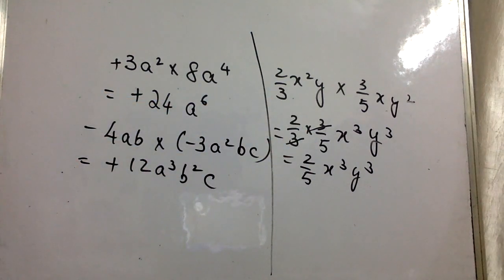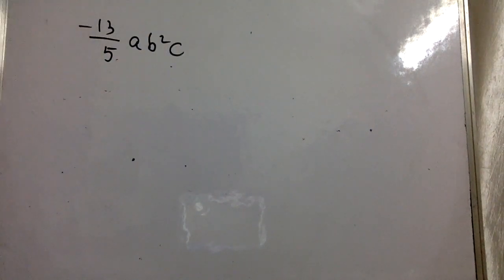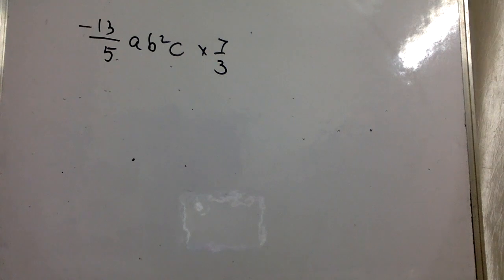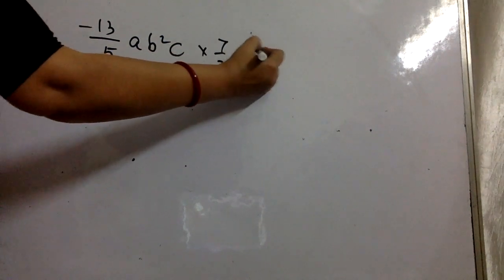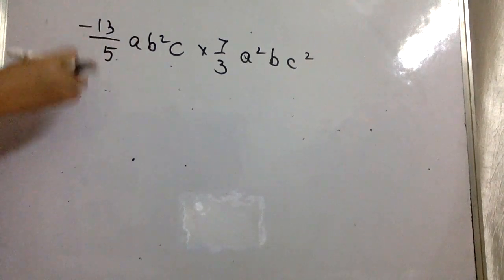by 5. Okay, now let us take another question where we have a fraction once again, minus 13 by 5 a b square c into 7 by 3 a square b c square. Note again, they are unlike terms. Now we are going to work with it.